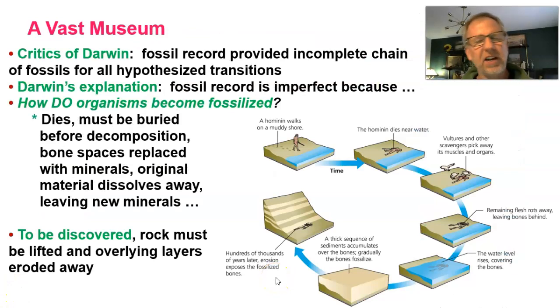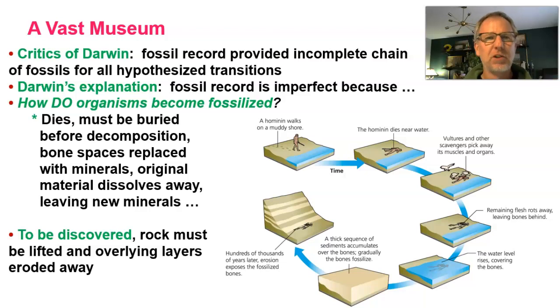So this section is titled A Vast Museum, because indeed the fossil record is a vast museum, a huge collection of artifacts and remnants from past life that gives us this history of what has existed before us. Now, critics of Charles Darwin, he had a whole chapter in his Origin of Species book about fossils, and he published other things about fossils.